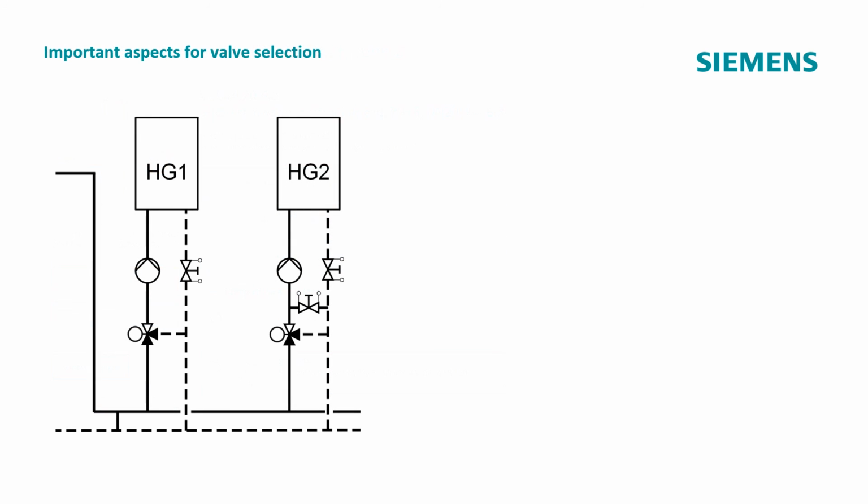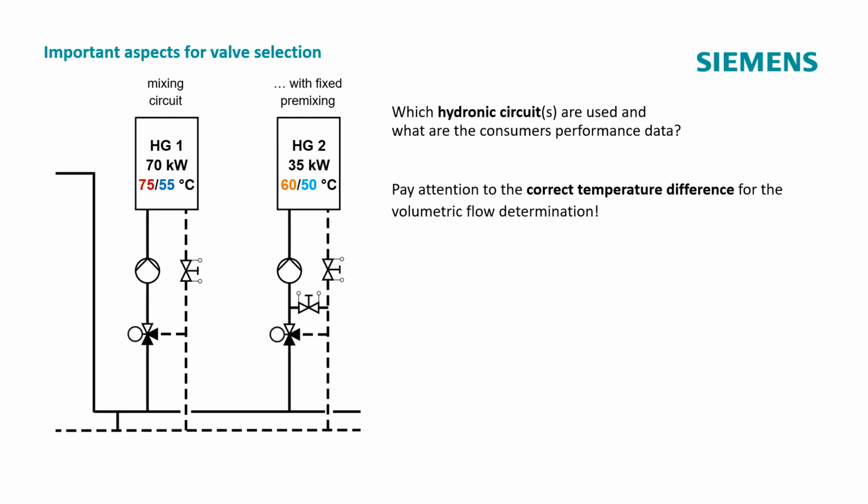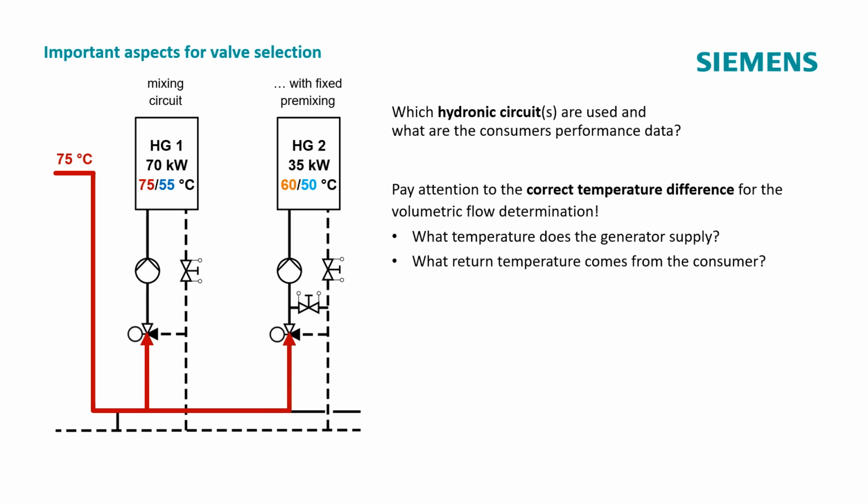In summary, here once again the most important aspects to be considered when selecting a valve. Which hydronic circuits are used, and what are the consumer's performance data? Pay attention to the correct temperature difference for the volumetric flow determination, that means: what temperature does the generator supply? What return temperature comes from the consumer?